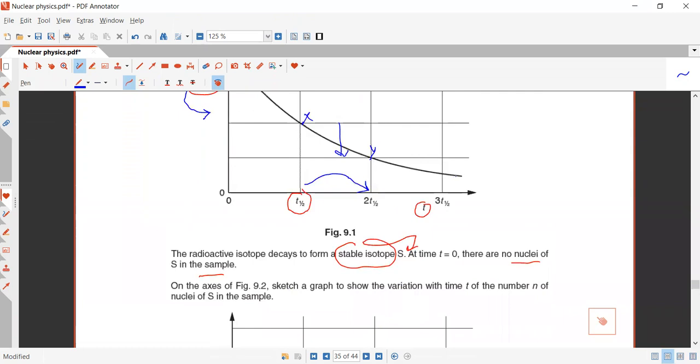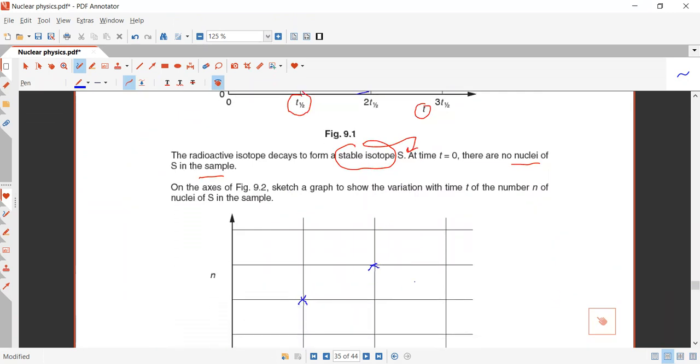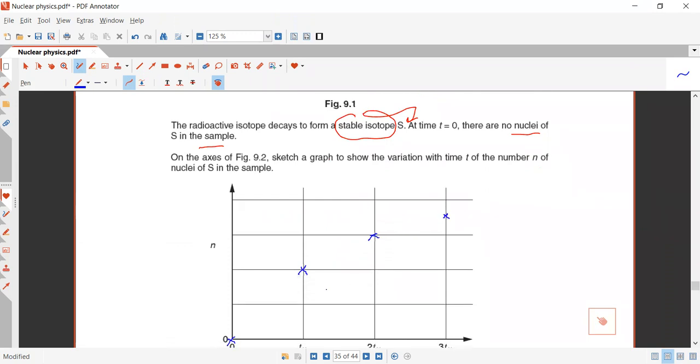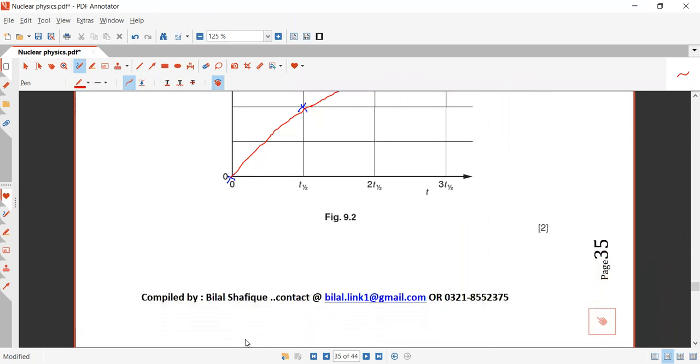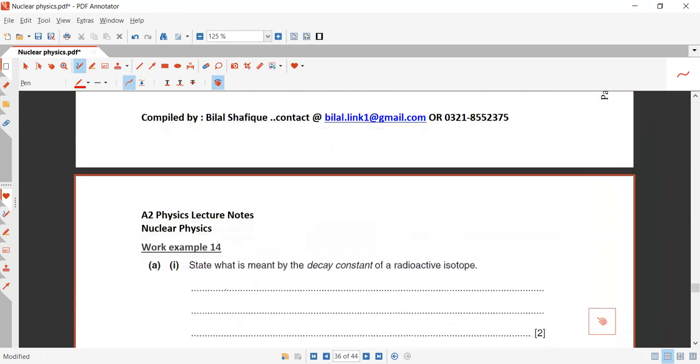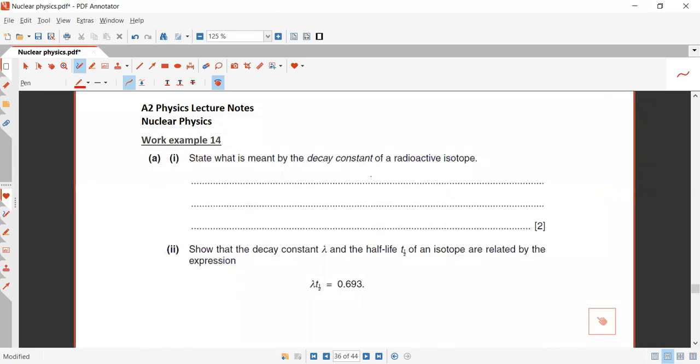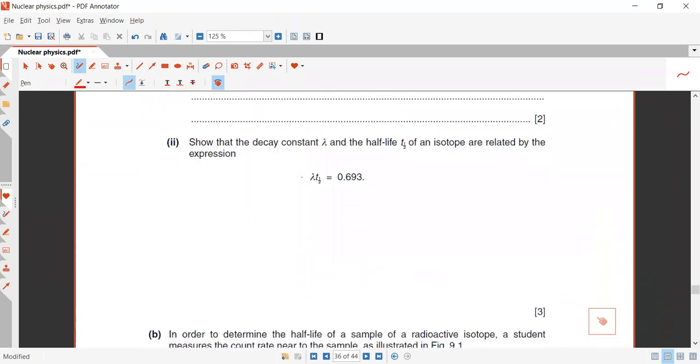And the next time it changes by half of a division, so it is going to be increasing by half of a division. So we're going to join all these points to get a best fit line. And for that, we're going to have how many marks? 2 marks, right? Okay. So next question, what is meant by decay constant? I've just told you, you can copy the definition, and then they are asking to prove something for 3 marks.